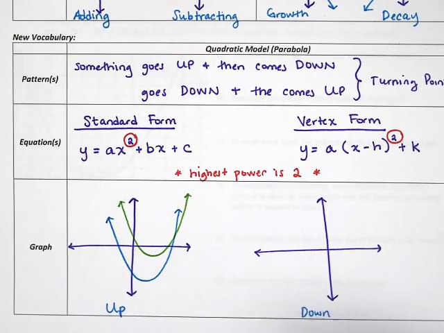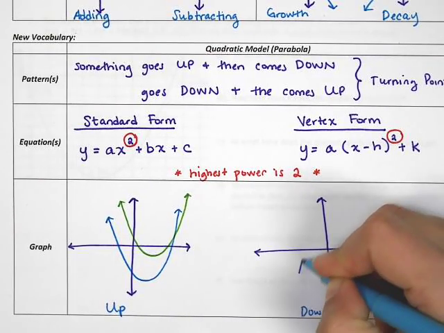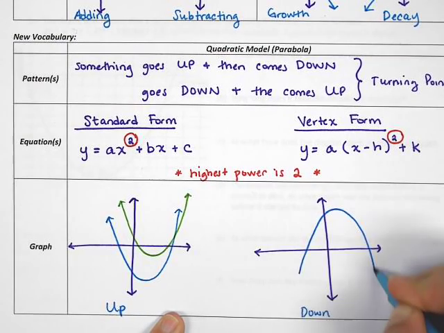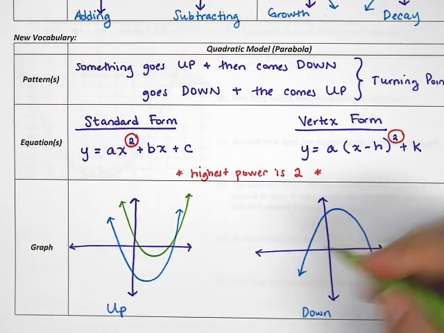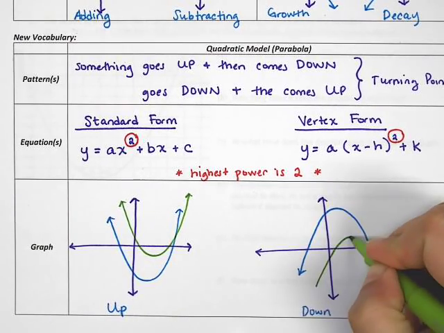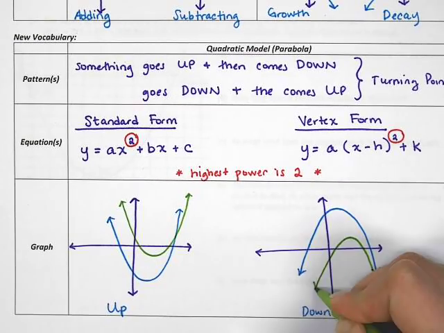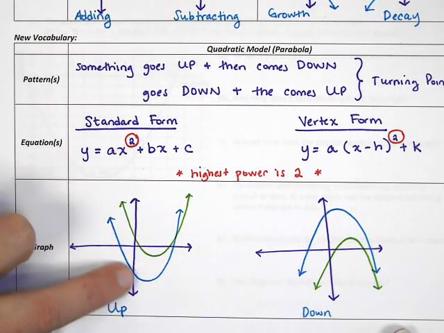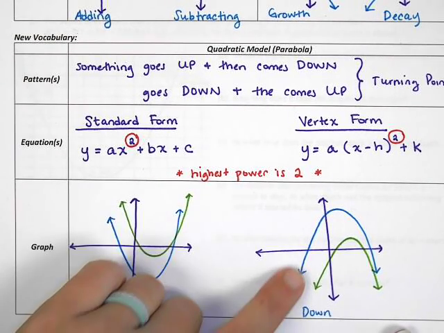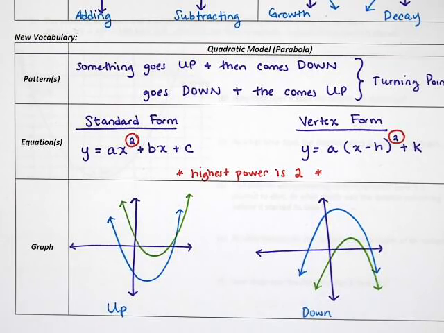Now we could also have a downward facing parabola. A downward facing parabola would look like this. It looks like a frown. It's facing down. It kind of rhymes. And then it could also look like this. It could be anywhere on the graph. It's always going to be facing down. So instead of going downhill and changing to uphill, these graphs would go uphill and change to downhill. But there's always a turning point in there.